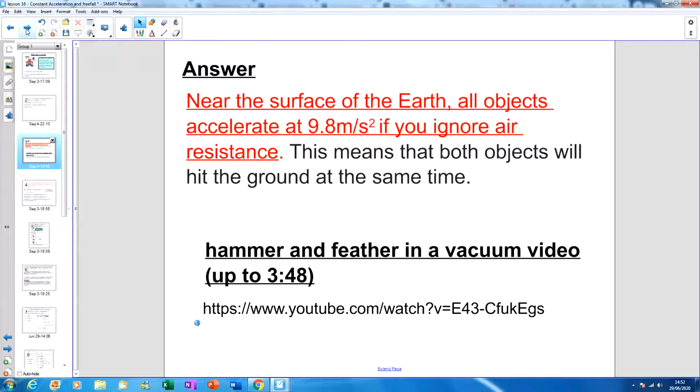So the answer to the question, really, the piano and the marble would hit the ground at the same time. They do that because the acceleration due to gravity is the same for both of them. They both accelerate at 9.8 meters per second squared if you ignore air resistance. So the gravitational field strength, or the acceleration due to gravity, two words for the same thing, is 9.8 meters per second squared at the surface of the Earth.